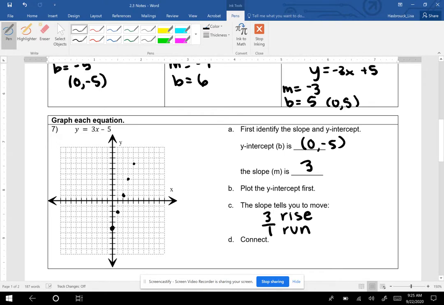Going back to the y-intercept, you can also go backwards. You could go down 3 and back 1 to continue the line the opposite direction. You don't want to forget that in the end, after you plot your points, you do need to connect them with a straight line and arrows on both ends.